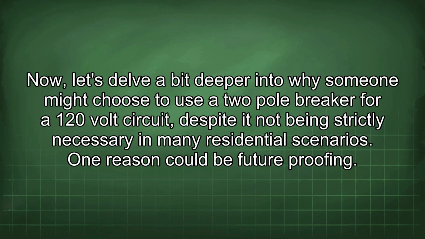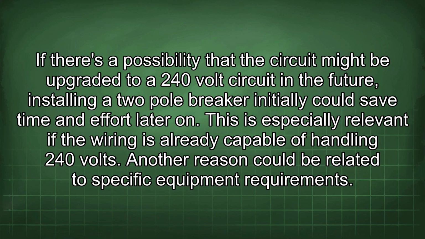Now, let's delve a bit deeper into why someone might choose to use a two-pole breaker for a 120-volt circuit, despite it not being strictly necessary in many residential scenarios. One reason could be future-proofing. If there's a possibility that the circuit might be upgraded to a 240-volt circuit in the future, installing a two-pole breaker initially could save time and effort later on. This is especially relevant if the wiring is already capable of handling 240 volts.